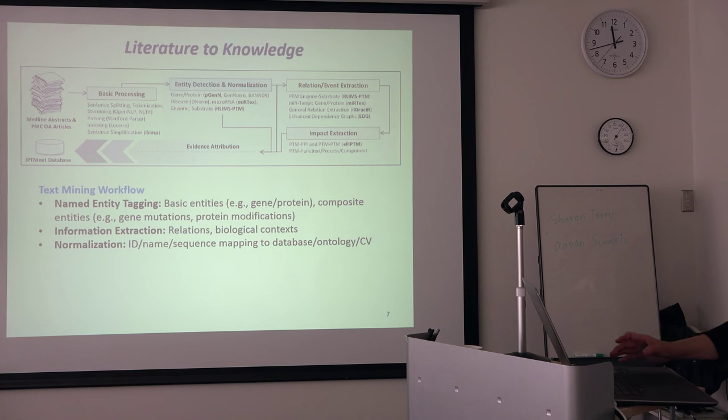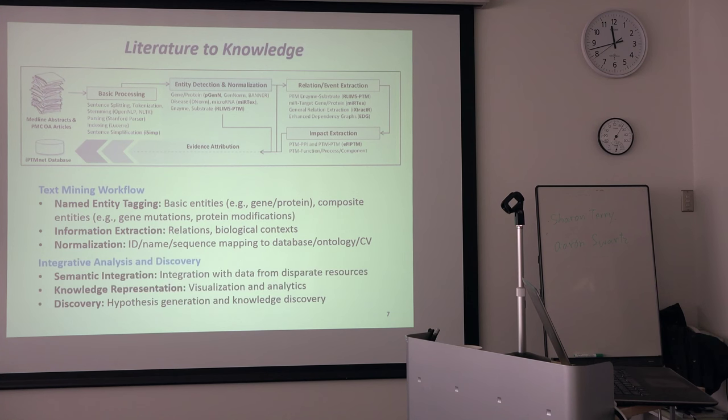And so that's the text mining workflow. And then once we have this kind of normalization, if we can do a good job normalizing to database identifiers and ontological terms, and oftentimes we also need to do sequence mapping because, as I mentioned, when we talk about precise site information, we need to do that type of mapping as well, then we can start doing more integrative analysis and discovery.